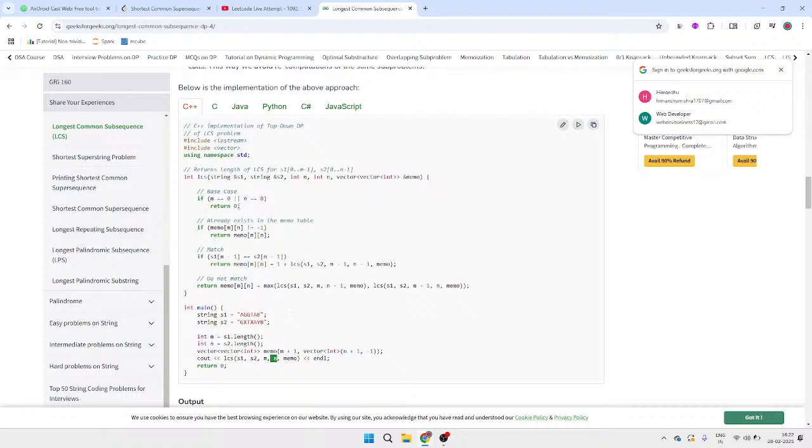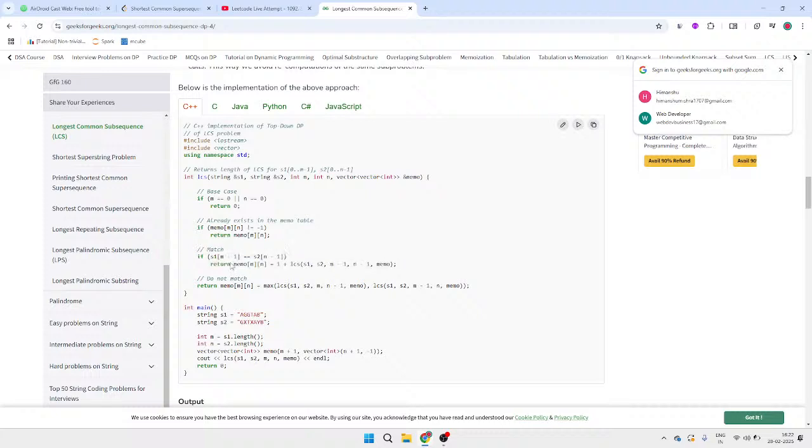So if m is 0, n is 0, return 0. They are returning the length. Okay, first of all, this is length, which is what they are talking about. And that's fine. Let's go ahead. If either of them is 0, return 0, because there is no common string which is possible, right? This is the memoization step.